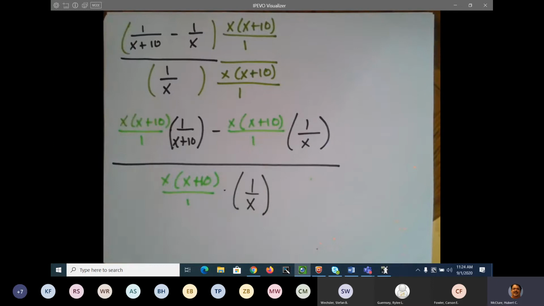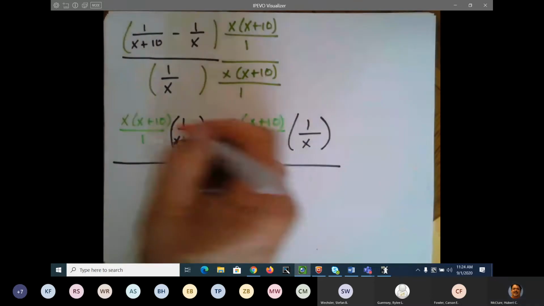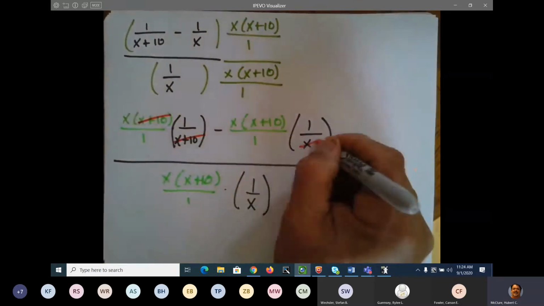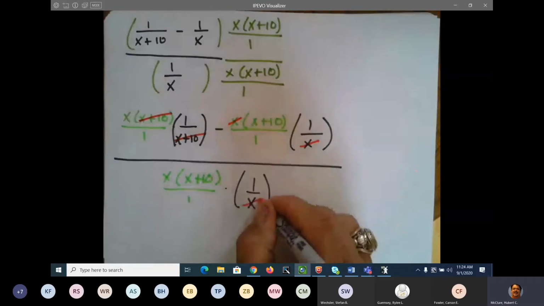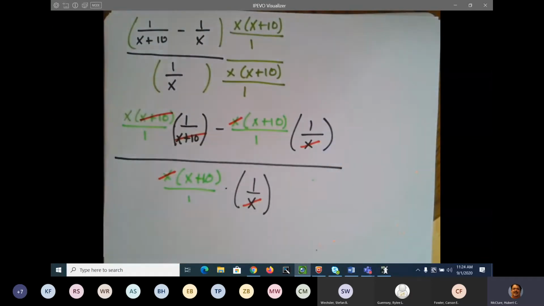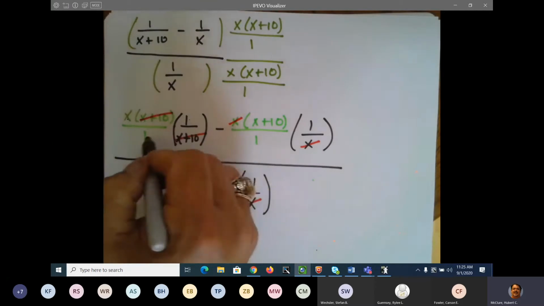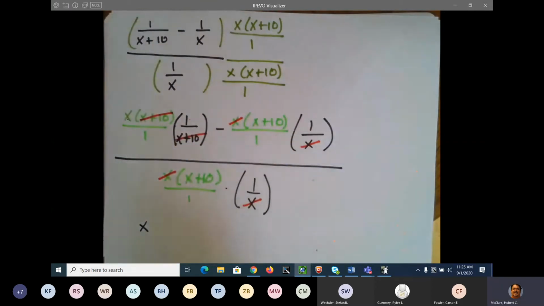So now put them together. Well, first we got to do some canceling. So I look for my handy dandy red marker, and I'm going to cancel this x plus 10. And I'm going to cancel this x. And I'm going to cancel this x. And that's going to leave me with x times 1 over 1 is x. Minus, and I'm going to put parentheses here, x plus 10 over x plus 10.